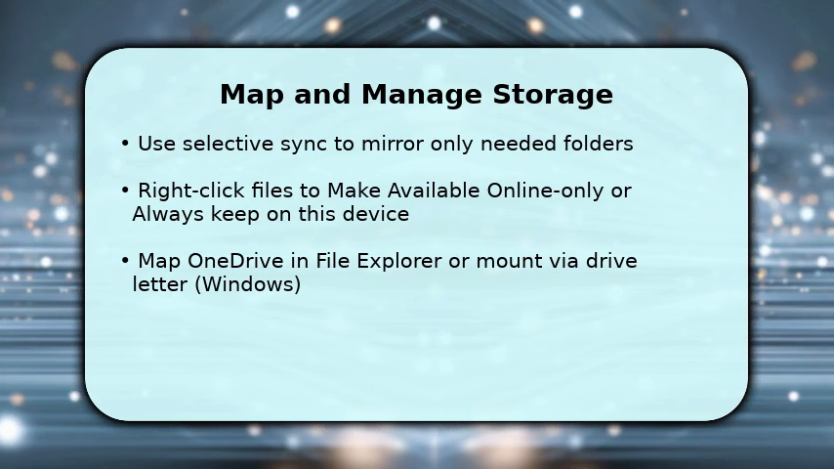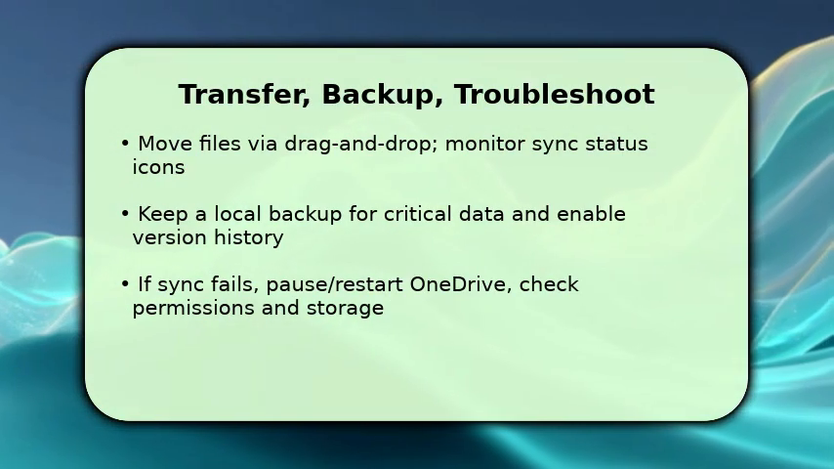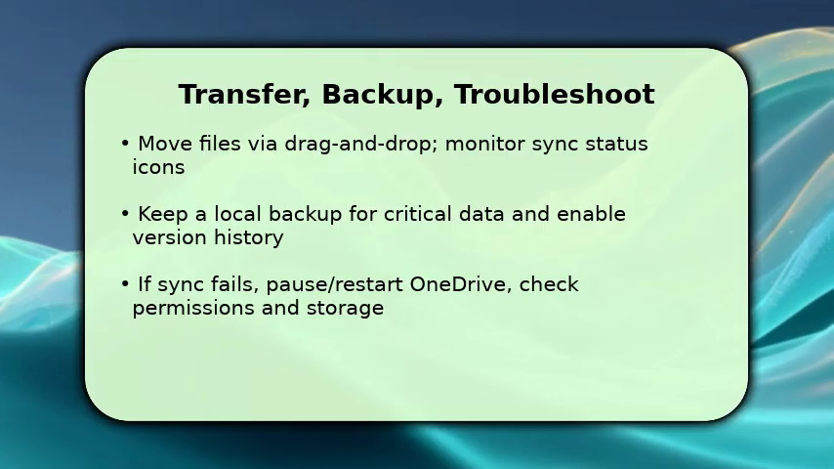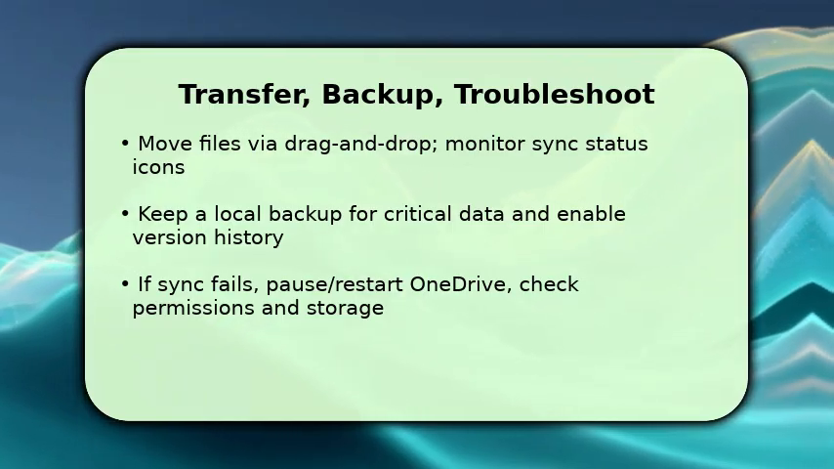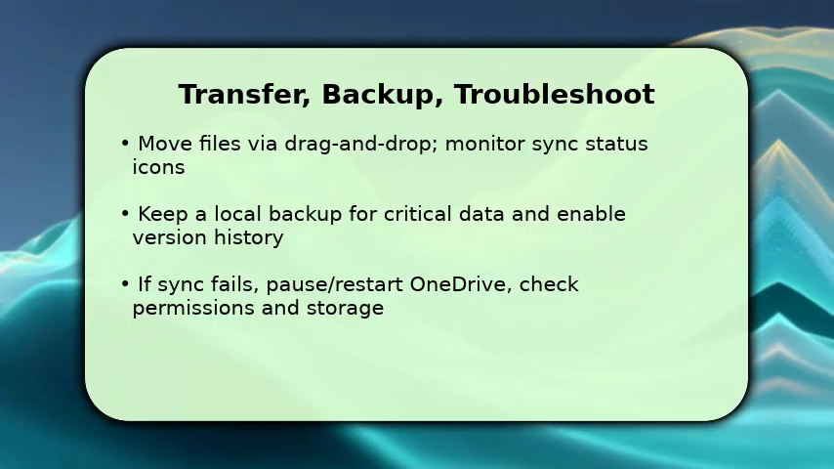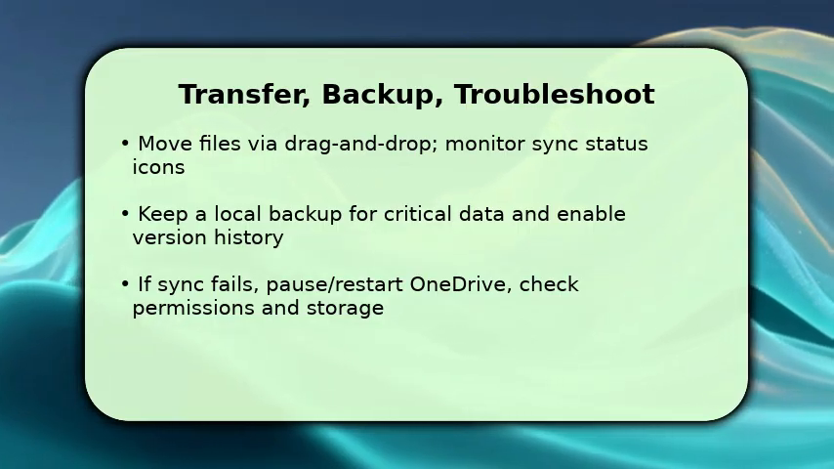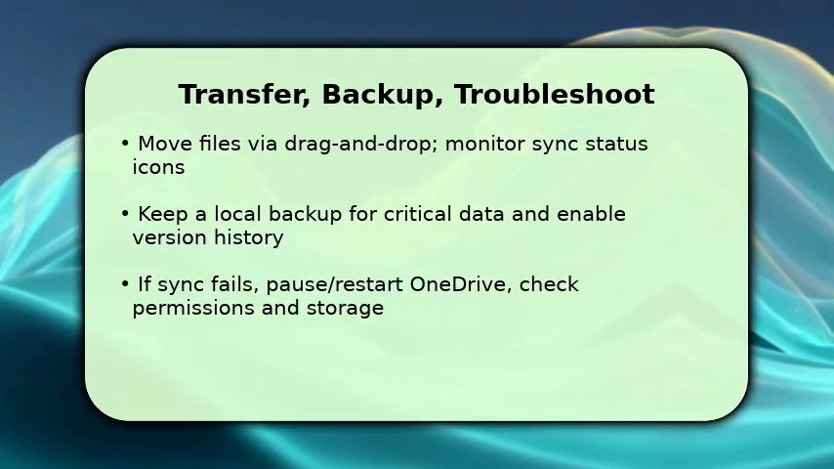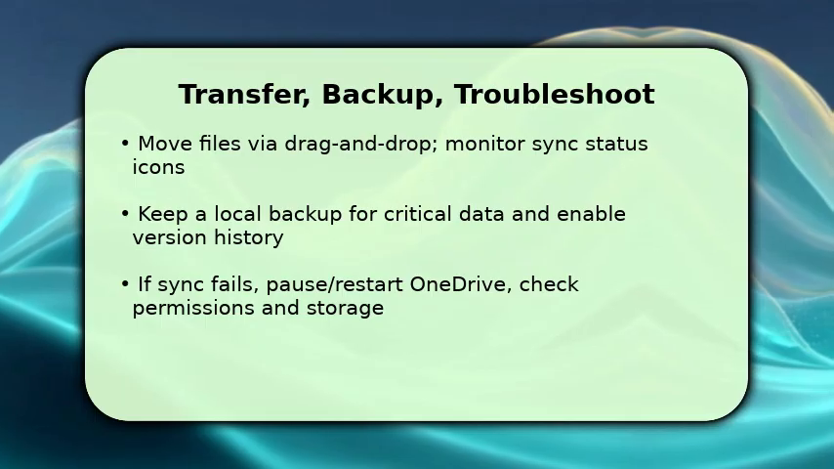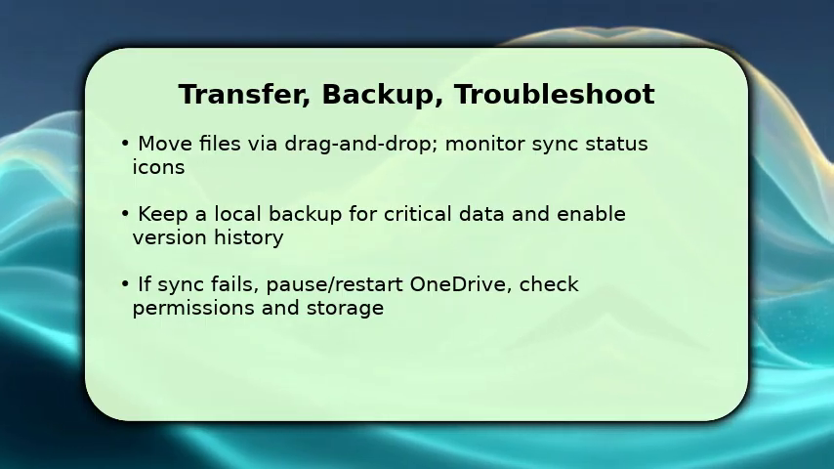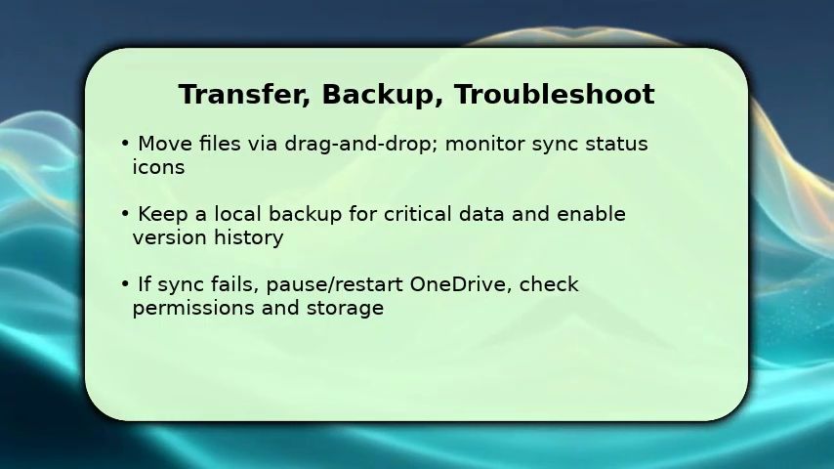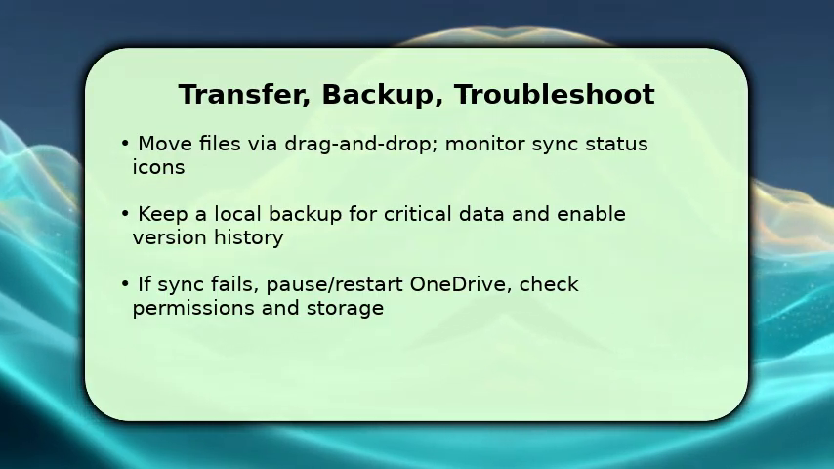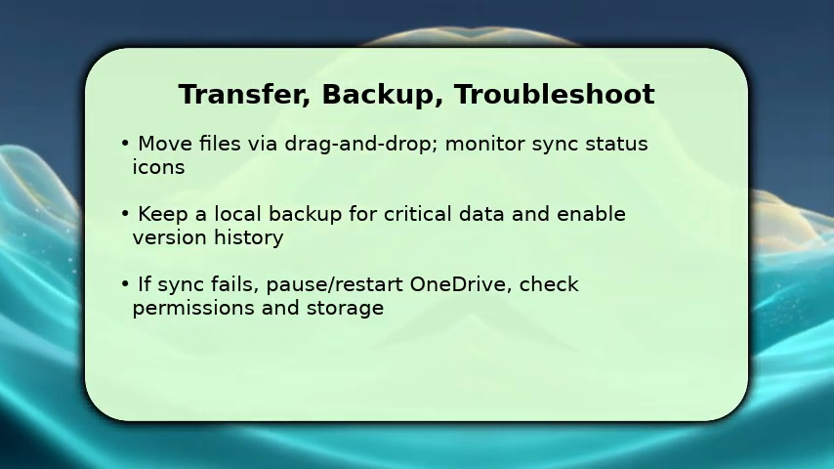And finally, transfer and protect your data while watching sync health. Drag and drop files into your OneDrive folder or copy them directly. Watch the sync icons to confirm upload. Enable version history and keep a separate local backup for irreplaceable files, because cloud sync is not a substitute for backups. If syncing stalls, pause and restart OneDrive, sign out and back in, check file permissions and file names, and free up storage if quotas are reached. That single troubleshooting step resolves most issues.